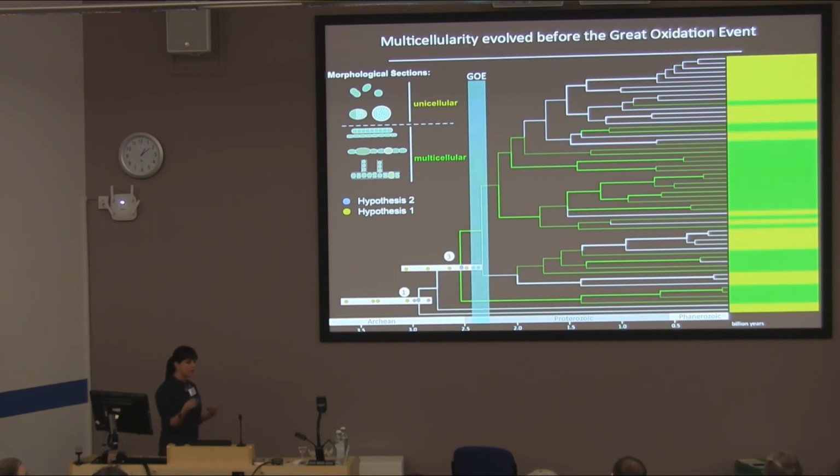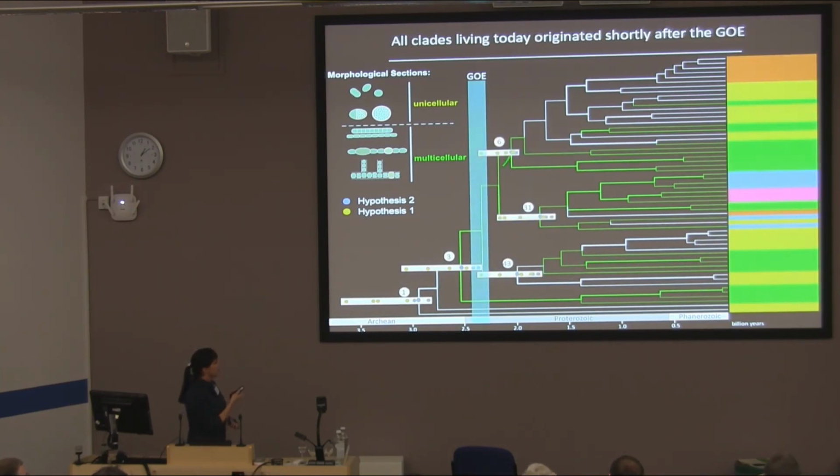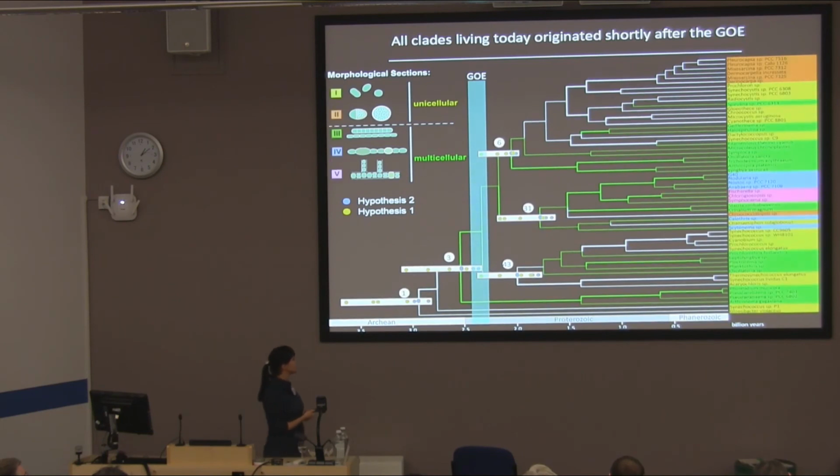So maybe multicellularity had some advantages indeed and helped cyanobacteria to become more abundant, therefore producing more oxygen. The most recent common ancestors of all the other living cyanobacterial taxa occur after the Great Oxidation Event.